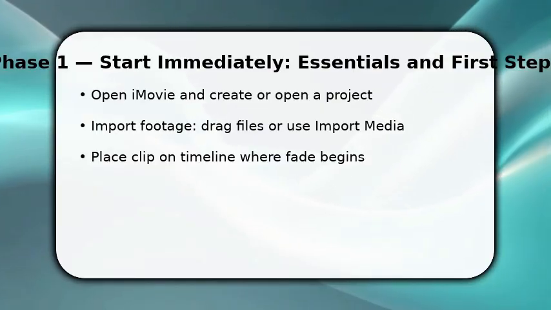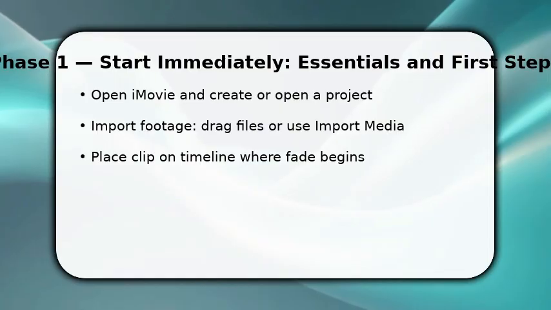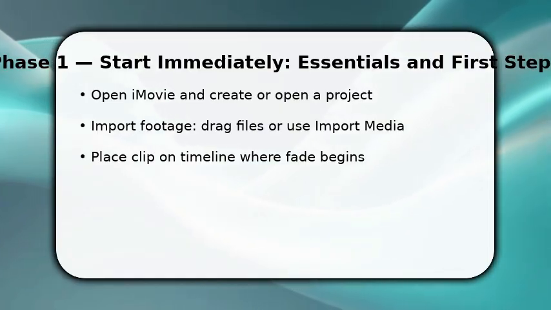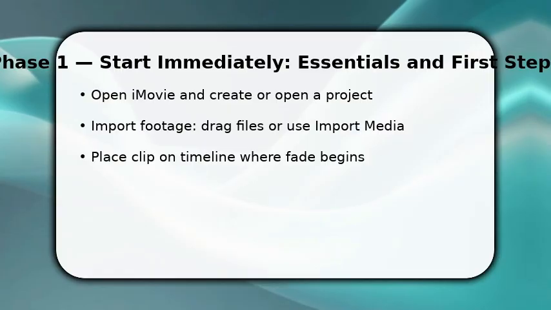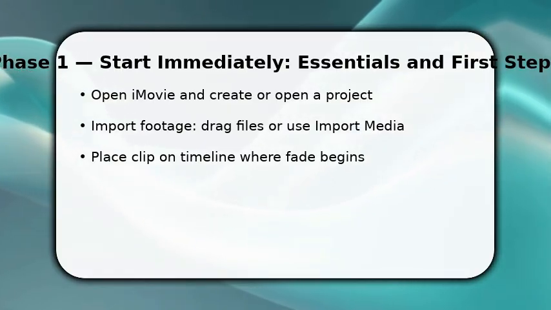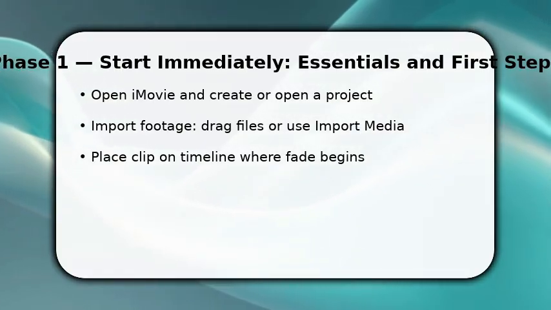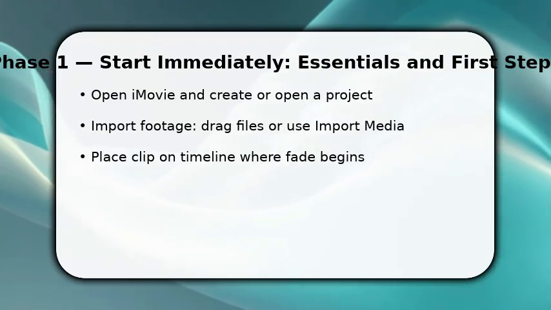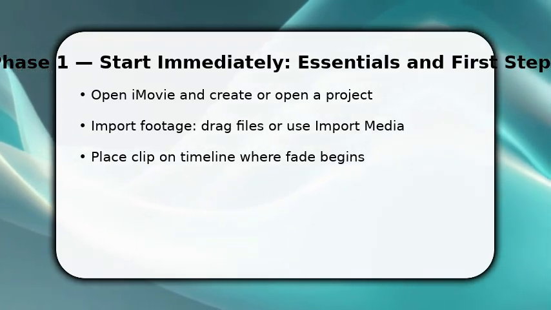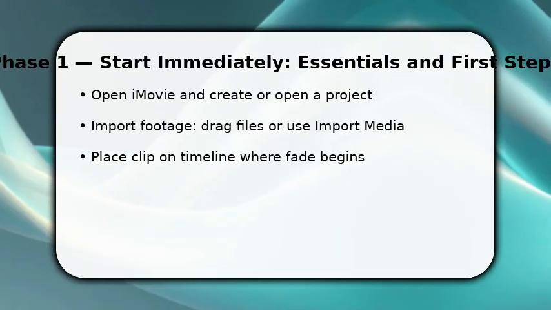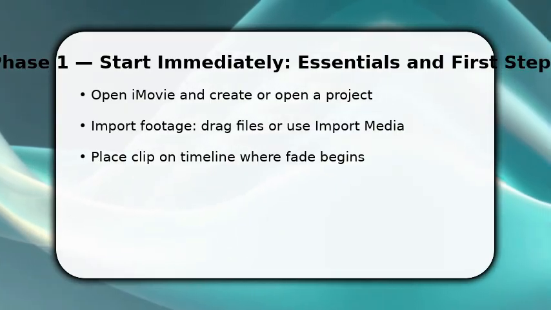You've already got iMovie open. Now import and place your clip on the timeline so you start editing right away. Select the clip and scrub to the exact frame where you want the fade to begin. Once positioned, make sure the clip edge is visible and unlocked. This prevents accidental edits. You're preparing the clip's endpoint so the fade will look smooth.